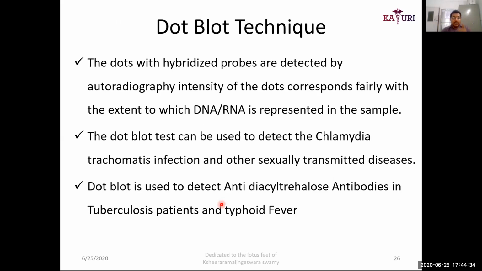Okay, it has been used in Chlamydia trachomatis infection, and also it has been used to detect antibodies for typhoid and tuberculosis also in initial stages, but now it is not used with that frequency, because we have got more sensitive and specific techniques for detection of these proteins.